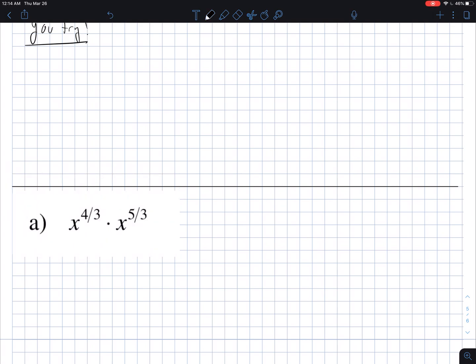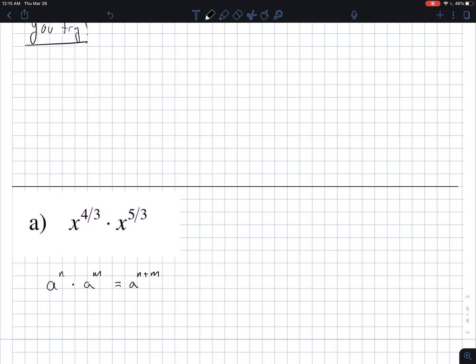Now, just as a reminder, if I take any base to the, let's say, n power, and I'm multiplying any base to the nth power, do you guys remember what the rule was? Well, you take that base and you add the 2.